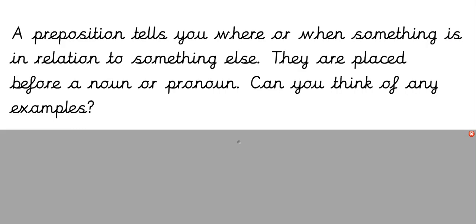We are going to look at what prepositions are, remind ourselves how they are used and when they are used. First of all, a preposition tells you where or when something is in relation to something else. They are placed before a noun or a pronoun. Can you think of any examples? It tells you where or when something is or something is happening. Have a think for a few moments. Can you think of any examples?